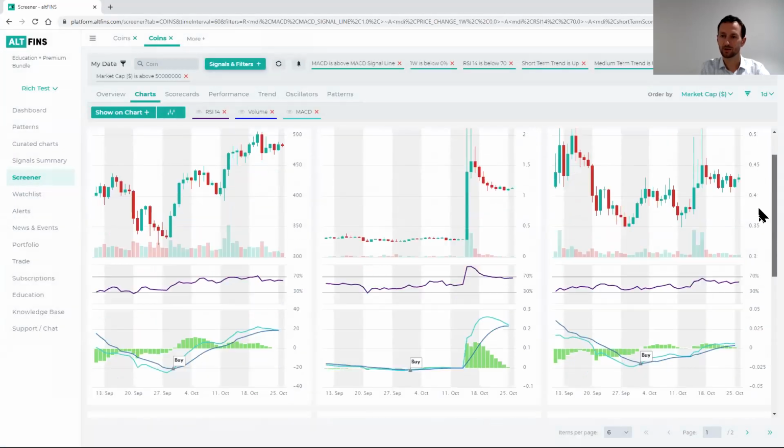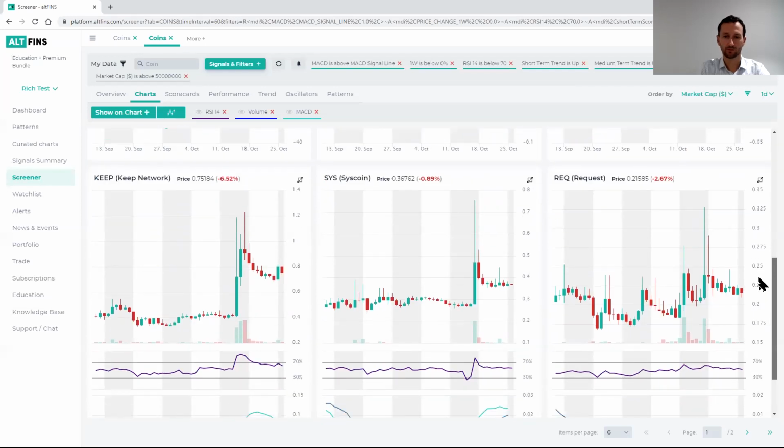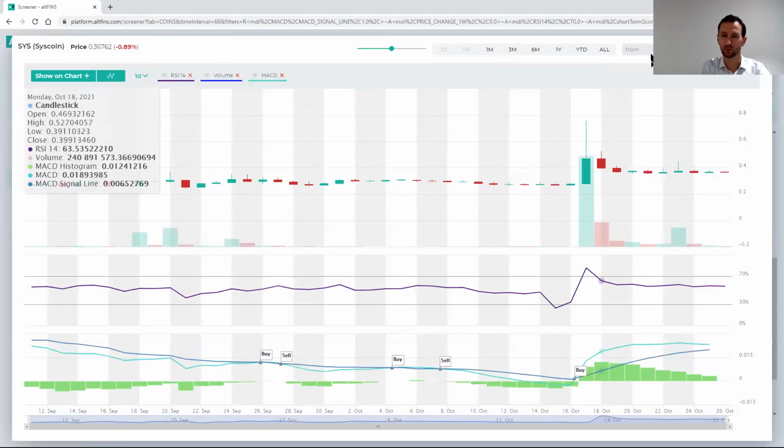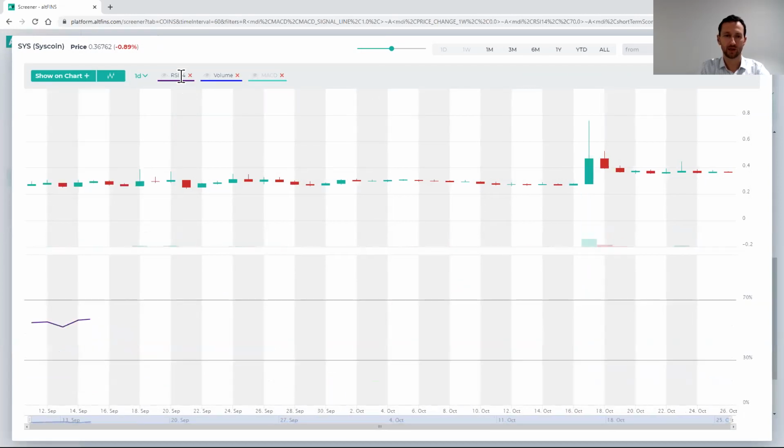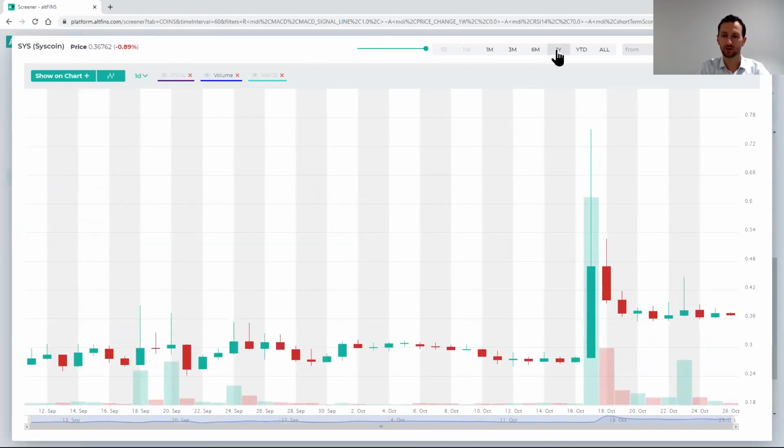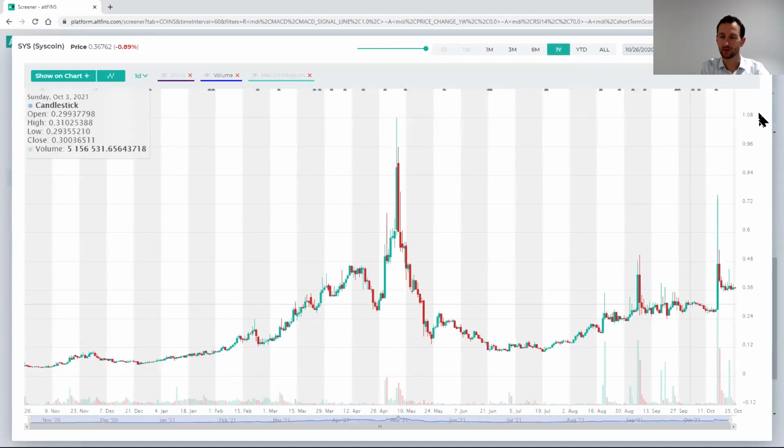Let's see the next one, Keep Network, Syscoin. Interesting. We see a lot of big bars with a pullback, but let's try it. Syscoin, I'm familiar with. Again, for now let's tune out the noise and take a look at the big picture here. On the 1-year graph, things don't look as maddening, as crazy, because we see that in the last couple of months it's been consistently going up, pulling back, going up, pulling back, going up, pulling back. Now it's going up and now it's pulled back.